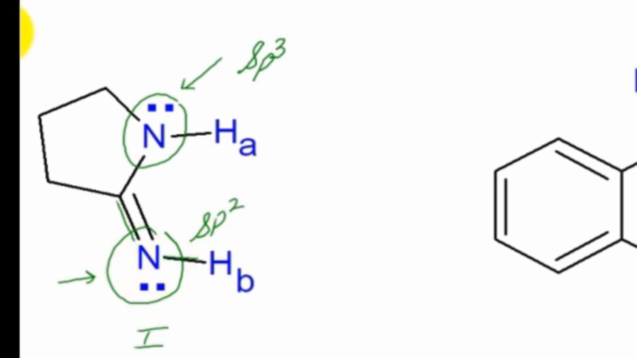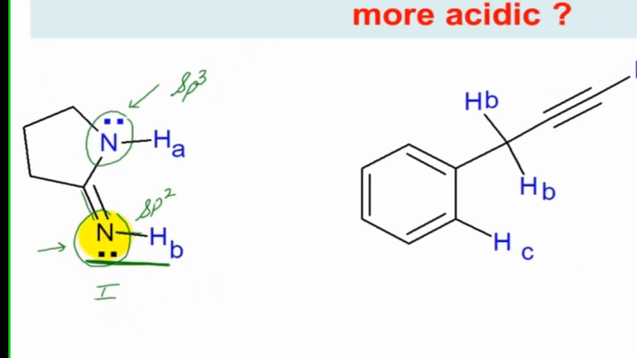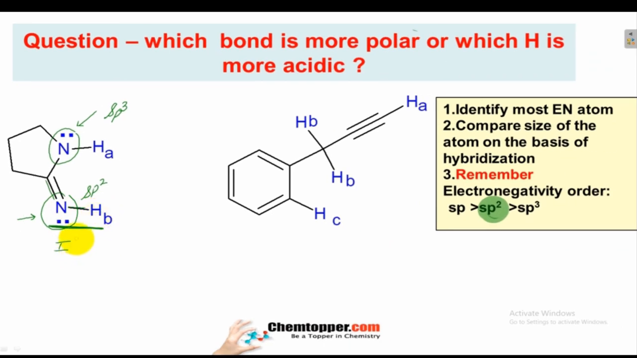So which hybridized nitrogen is more electronegative? sp2. sp2 nitrogen is more electronegative than sp3 nitrogen. It means this nitrogen bonded with hydrogen is more polar in nature. So hydrogen B is more acidic because it is bonded to the more electronegative nitrogen atom.